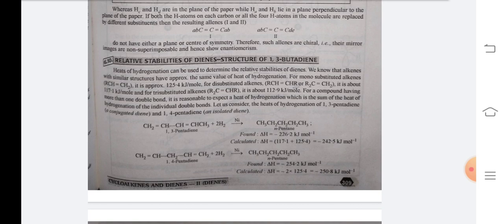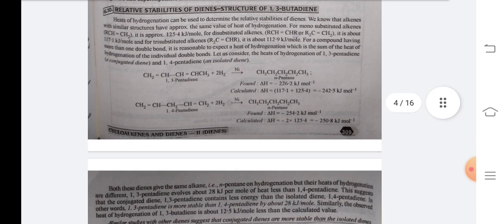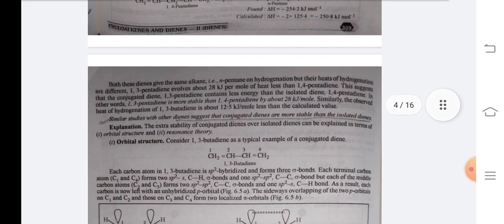For a compound having more than one double bond, it is reasonable to expect a heat of hydrogenation which is the sum of the heats of hydrogenation of the individual double bonds. Let us consider the heat of hydrogenation of 1,3-pentadiene and 1,4-pentadiene. Both these dienes give the same alkane, that is n-pentane, on hydrogenation, but their heats of hydrogenation are different. 1,3-pentadiene evolves about 28 kJ per mole of heat less than 1,4-pentadiene.